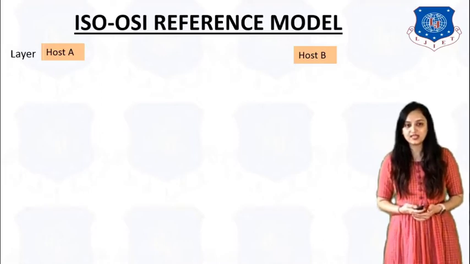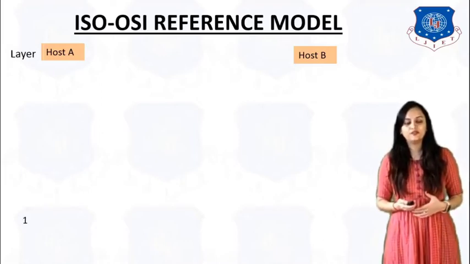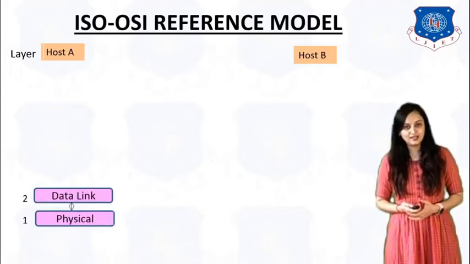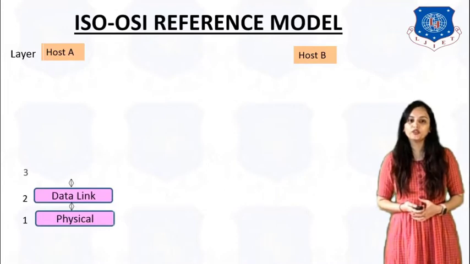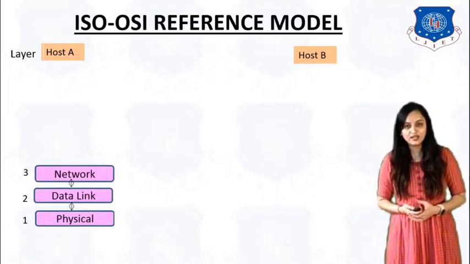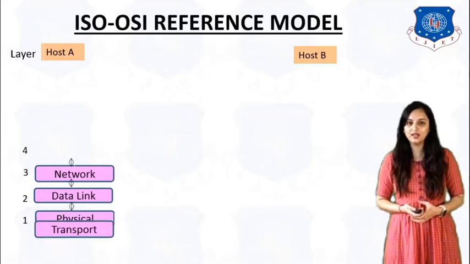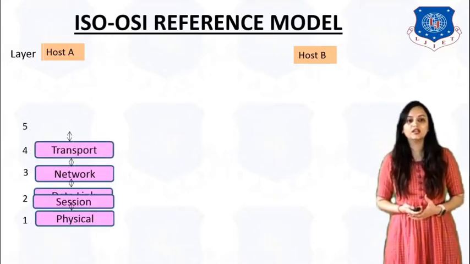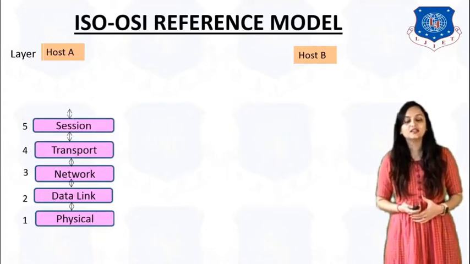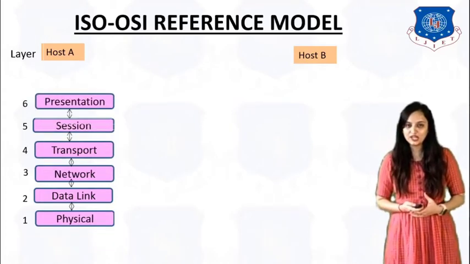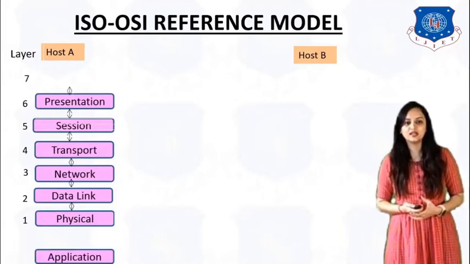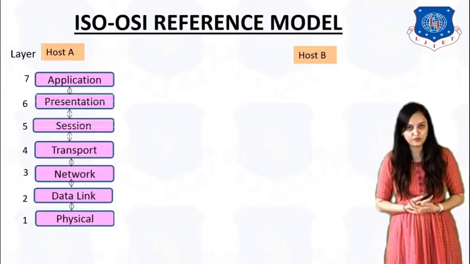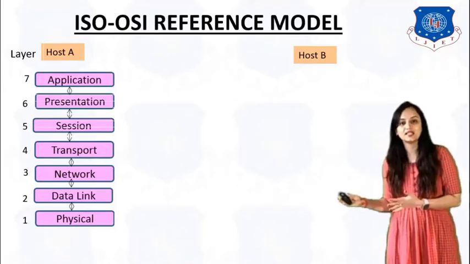At the host A side, the first layer is the physical layer. The second layer above the physical layer is the data link layer. The third layer above the data link layer is the network layer. Then the fourth layer is the transport layer. Above the transport layer, the fifth layer is the session layer. Then the sixth layer is the presentation layer and the seventh, last layer, is the application layer. So these are the 7 layers of the ISO OSI reference model at the host A side.